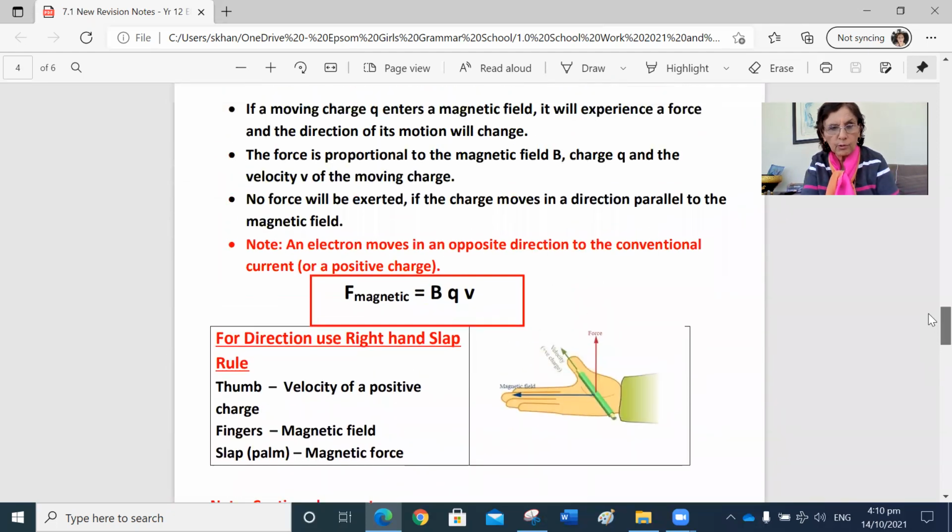What's the size of the force? The size of the force depends on B, the magnetic field, Q, the charge on the charged object, and v, the speed. Remember, capital V is the voltage, little v is the speed. So that's the magnetic force.